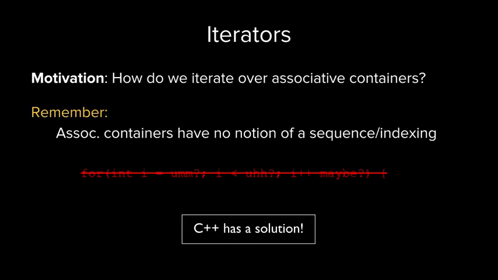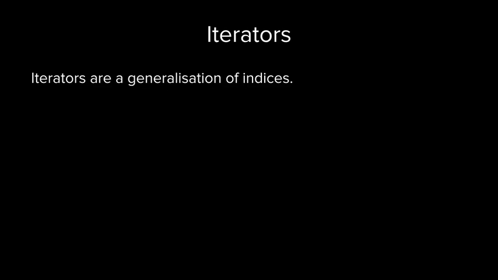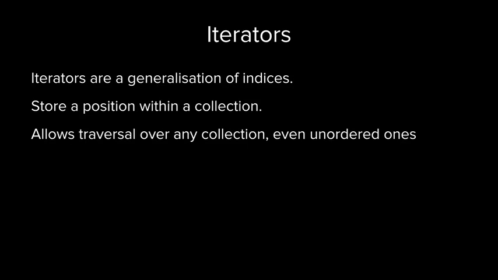C++ had a really neat solution, which was to take indices and abstract them into a more general setting that will work on all containers, regardless of the underlying container. The idea is we're going to behave like indices do, but work more generally in cases where indices wouldn't normally work. Iterators are generalizations of indices that store position within whatever collection you're at. You can move them forward, compare whether you're at the end, and get the start one. They allow you to traverse over any collection.